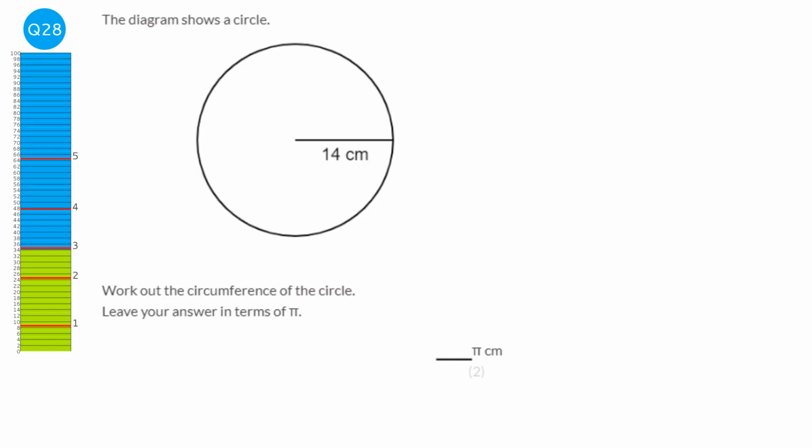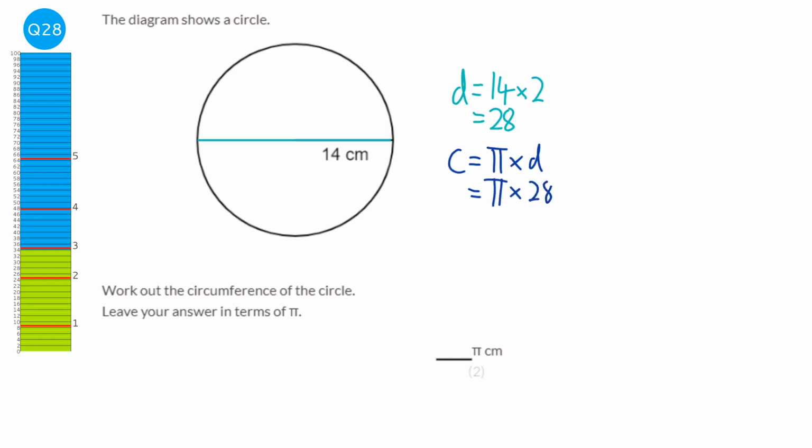To work out the circumference, we need to first of all work out what the diameter of this is. And to do that, we just draw a line across the circle, and we can see the diameter is twice as big as the radius. So the diameter is going to be the radius times 2, which is 28. The formula for the circumference of a circle is just pi times the diameter, which will be pi times 28. Now to write this in terms of pi, which the question asked for, we just put the number first and then pi, so it will be 28 pi.